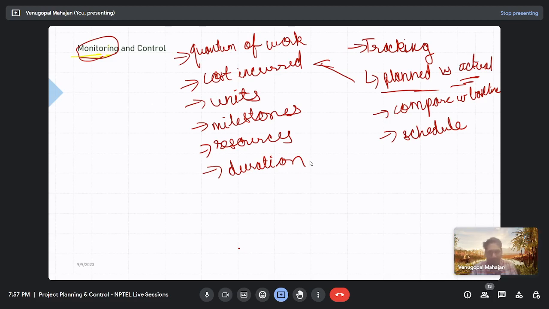Yes, sir. Milestones: you set and plan initially that this would be my milestone 1 at 20%, milestone 2 at 35%, milestone 3 similarly, and then you compare it with time, or resources utilized, or the duration. Anything else you can use for comparing planned versus actual?